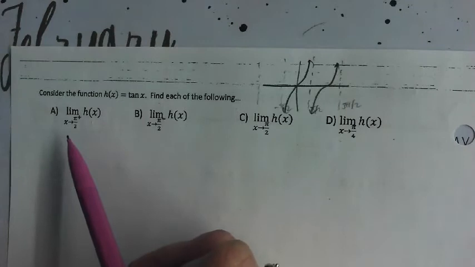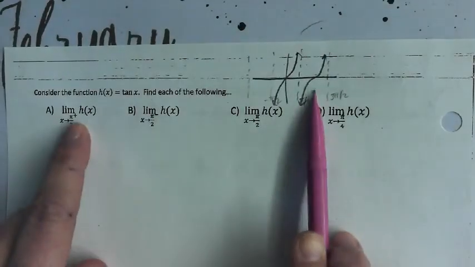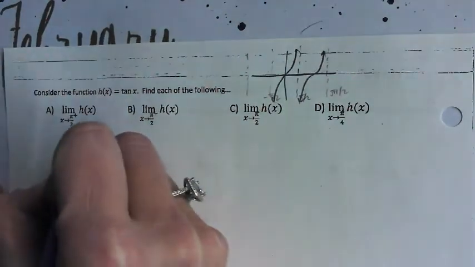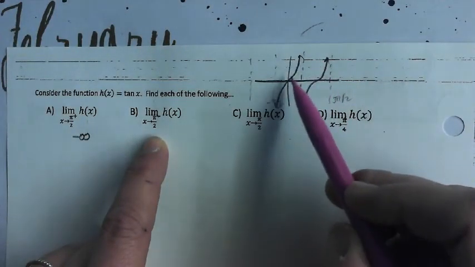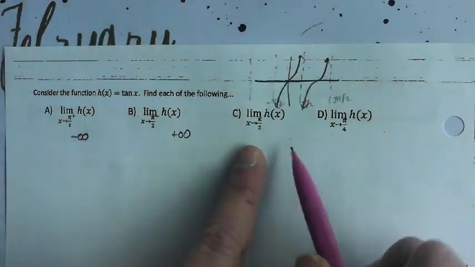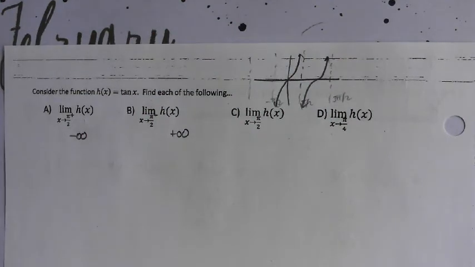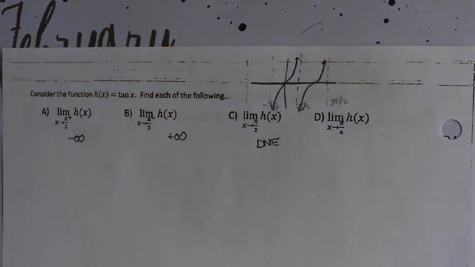When you approach pi over 2 from the right, what's our answer? Stephanie. Nope. We're approaching pi over 2 from the right. Negative infinity. Here we're approaching pi over 2 from the left. So that's positive infinity. And therefore, Kendall, what's our answer for the overall limit as we approach pi over 2? Good.